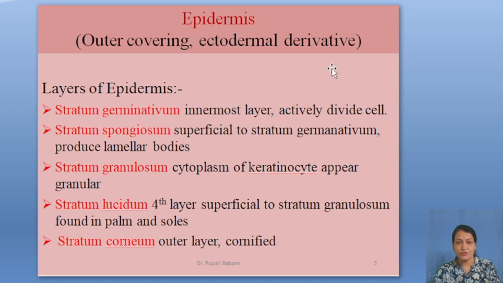So we will see the first layer, the epidermis. The epidermis is the outermost covering. It originates from the layer known as the ectoderm, so the epidermis has ectodermal derivatives. The epidermis is composed of 5 different layers. First one is the stratum germinativum. The stratum germinativum is the innermost layer and has actively dividing cells.